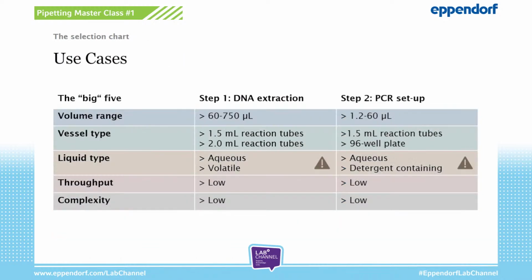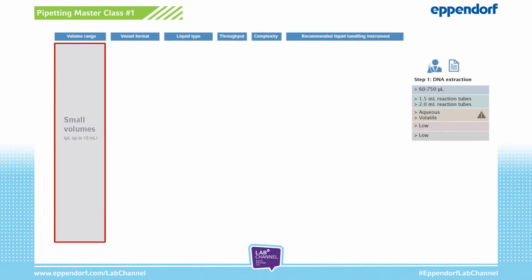Let's have a look at 2 application examples just to show how easy the selection chart is to work with. So we want to isolate DNA and perform a PCR afterwards. And now we want to determine the suitable liquid handling tools. For both applications, we have here the information on the 5 questions we have just covered. And let's look at the first part, the DNA isolation. Here on the right-hand side, we still see the information which we will now use to navigate through the selection chart.